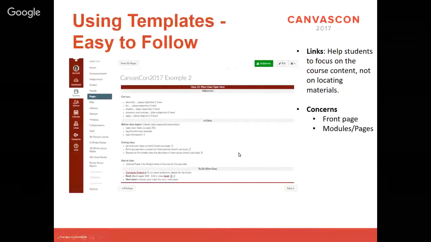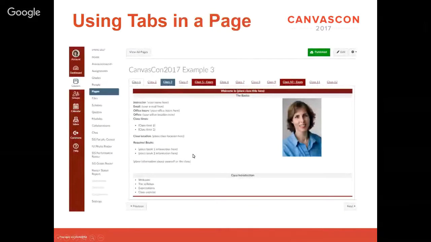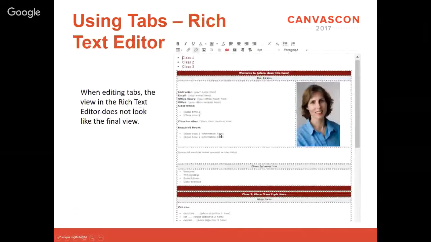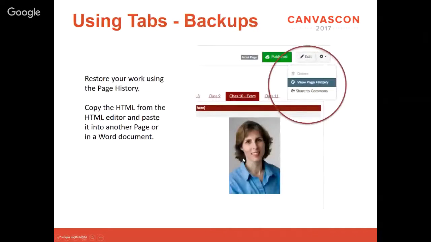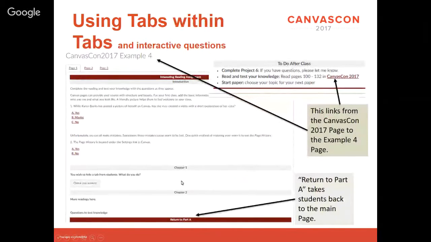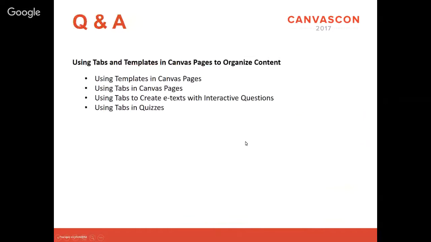so perhaps going back there. So I went through templates, talked a little bit about Jeremy Perkins, who had this very nice article. Tabs, how to use the rich text editor. Talked a little bit about editing in the rich content editor and hiding tabs and warning to be careful about comment tags if you're used to web design. Using, of course, the view page history, one of the first things people should know about. Linking from page to page. And then doing tabs within quizzes.